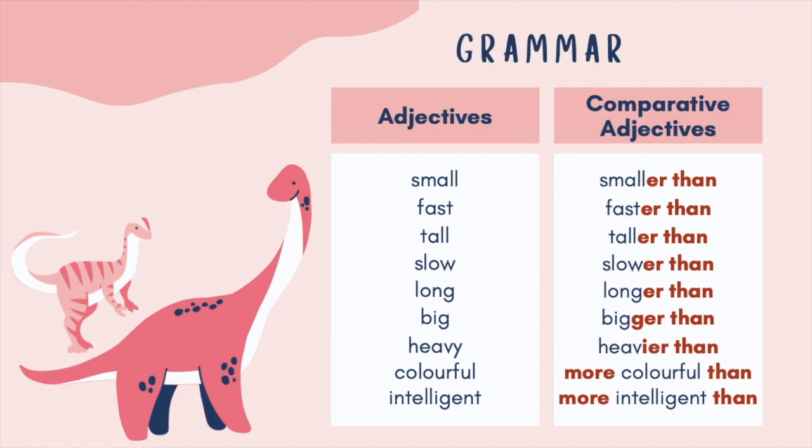Next, for an adjective with more than two syllables, like the word colorful, intelligent, beautiful, you need to use the word more followed by the adjective and the word than. For example, colorful, more colorful than. Intelligent, more intelligent than. Other example like beautiful, more beautiful than. Got it?